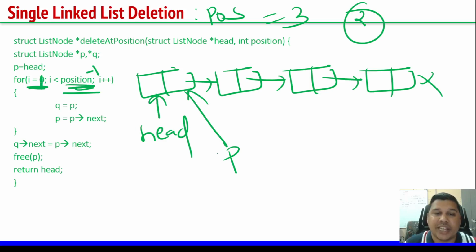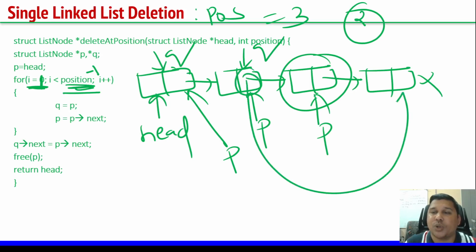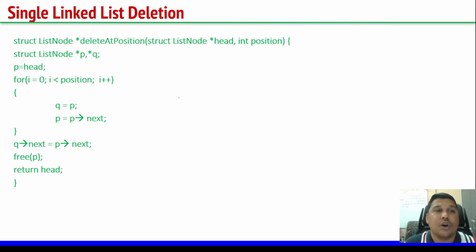Okay. So P is here. Check if this is the position. No. Then make this as your P, make this as your Q. Again check, is this the position? No. Make this as your P and make this as your Q. Yes, we reach the position. Simply this Q's next you point to this one and free this. So this is the logic of deleting an element from the list.